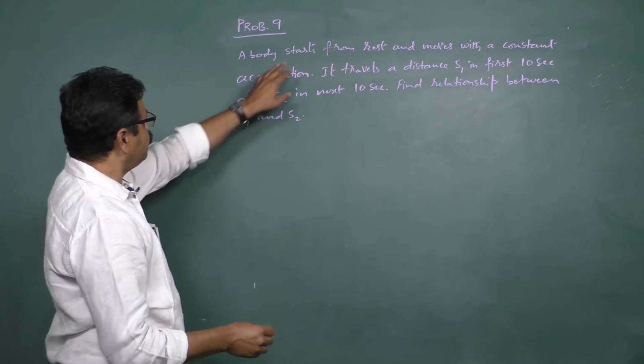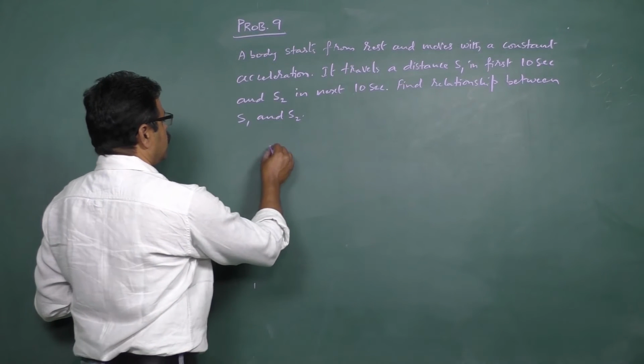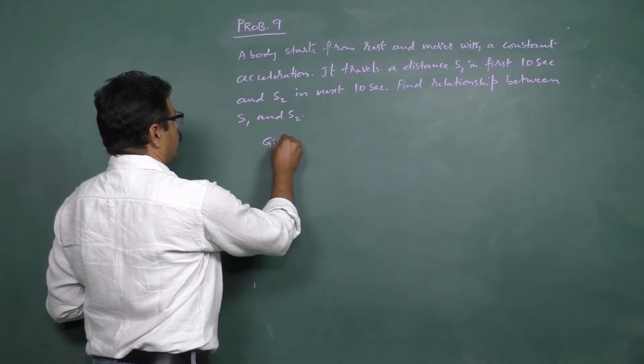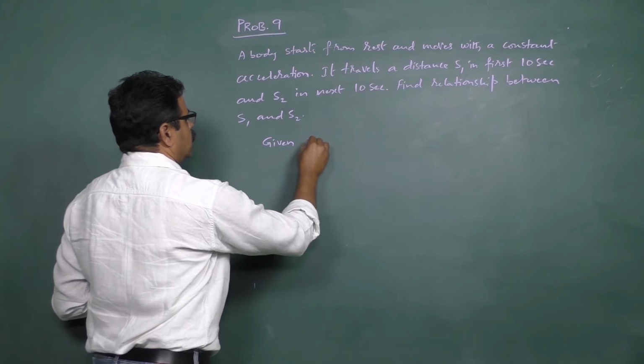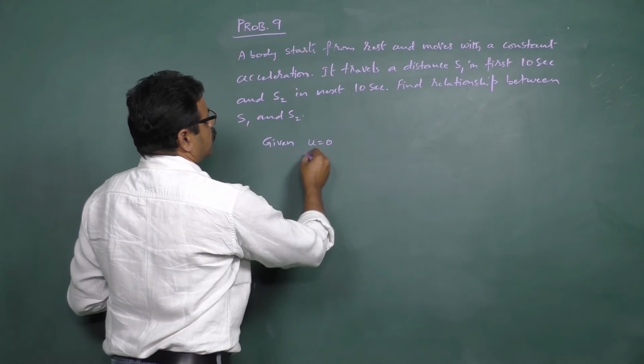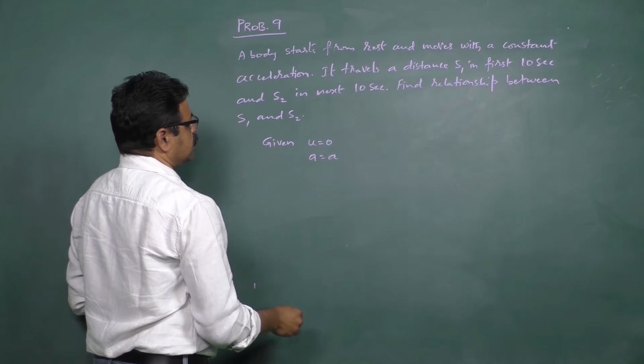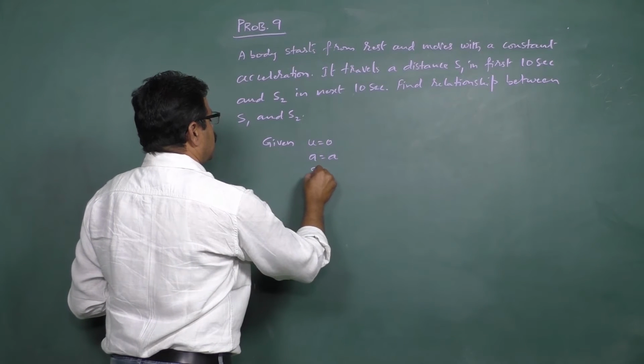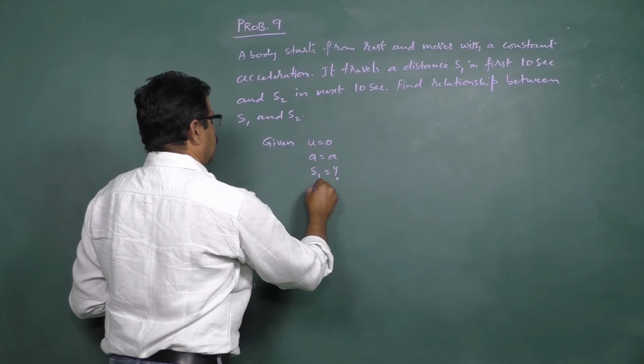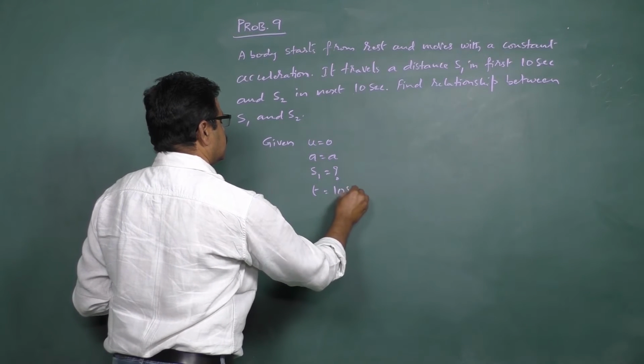Now the data we have is u equal to given. So the things given to us are u equal to 0. Then acceleration is a constant acceleration. S1 I don't know, and time is 10 seconds.